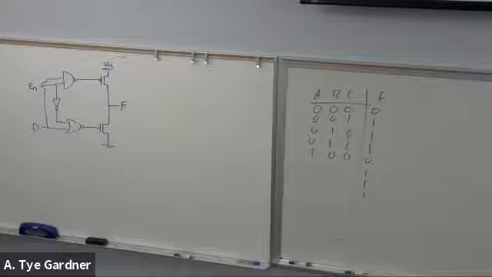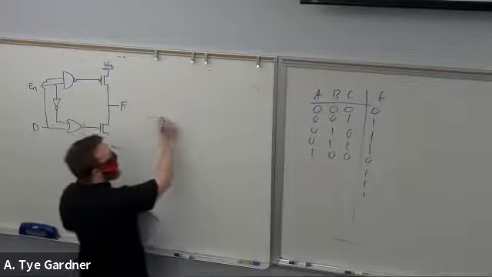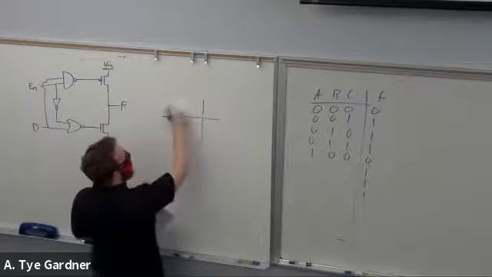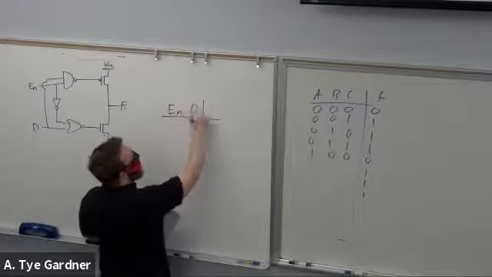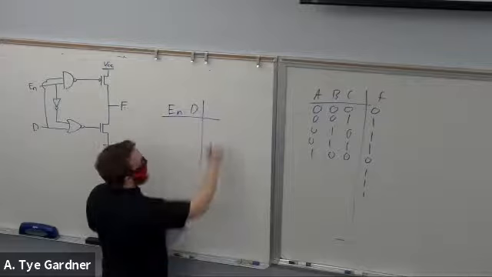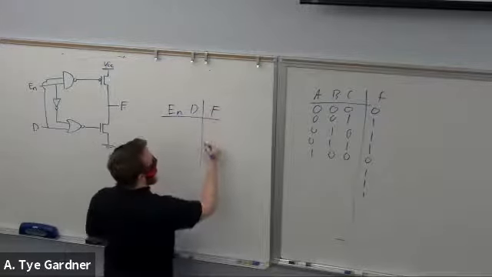Yes, make a truth table. And it's not a hard truth table, is it? I literally have EN and D. EN usually means enable, and F.